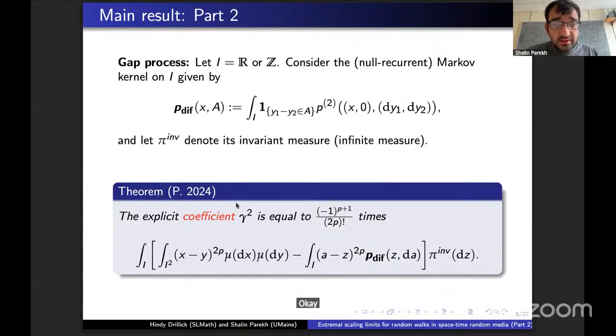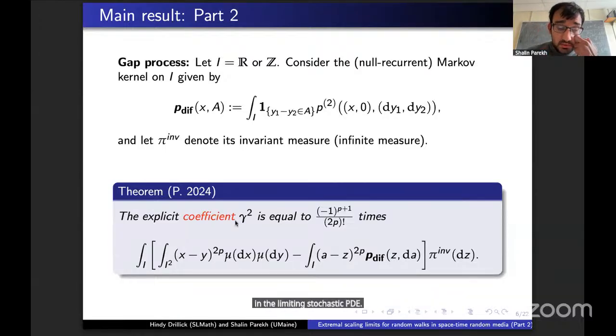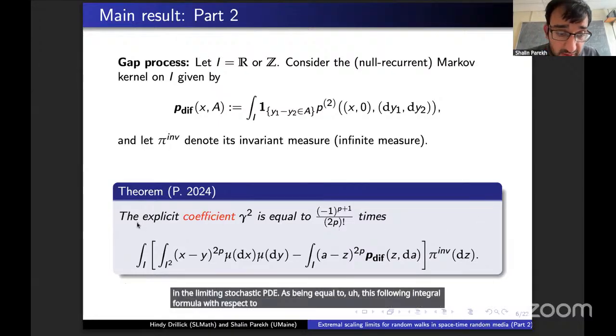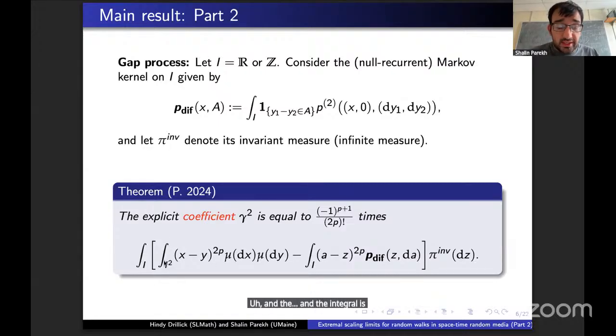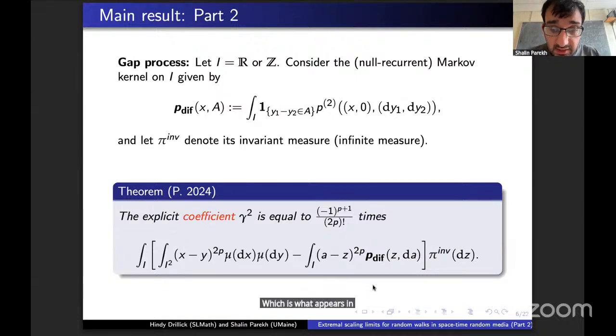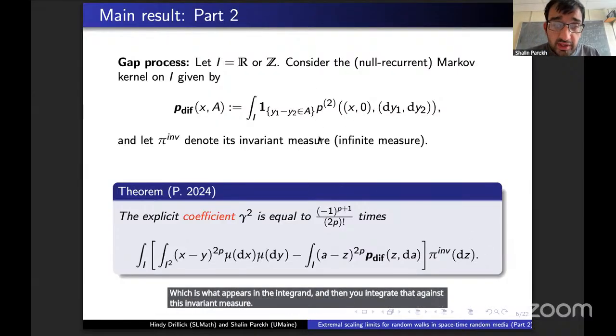Now, in terms of this gap process, we can express the coefficient in the limiting stochastic PDE as being equal to the following integral formula with respect to the invariant measure. You can think of the integral as the variance of the pth moment, which is what appears in the integrand, and then you integrate that against this invariant measure for the 2-point motion.